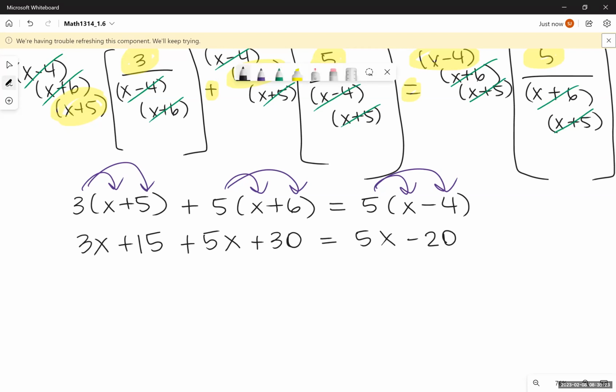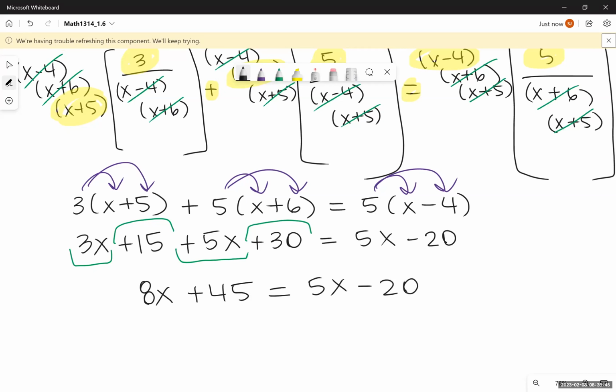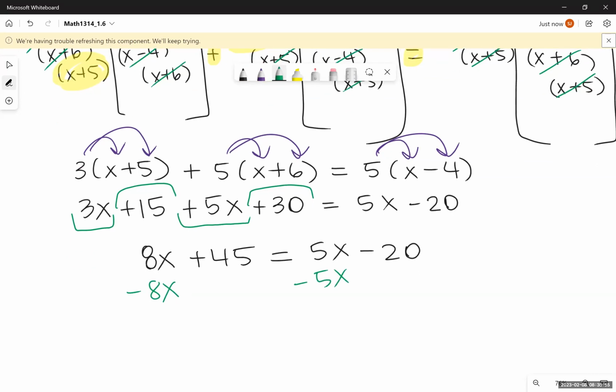And then combining terms, I have a 3x and a 5x, and I have a 15 and a 30. The 3x and the 5x make 8x. The 15 and the 30 make a positive 45. And then on the right-hand side, I have a 5x and a negative 20. I move my x's first. What am I doing? See, it's always better when I don't think. If I start thinking, I start messing things up. There we go. So if I do my 5 and I move it, it's negative 5 on both sides.